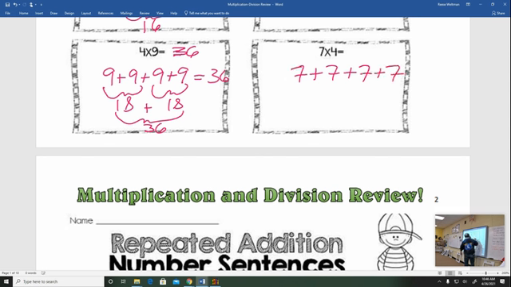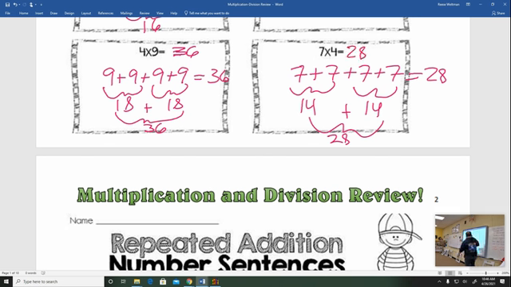Now, the reason I chose to do it that way, he's right, you can do it the other way, but the reason I chose this way is because I had to write fewer numbers. I didn't have to write as much, right? 14. What's 14 plus 14? 28. Which means that 7 times 4 is how much? 28. That's right.